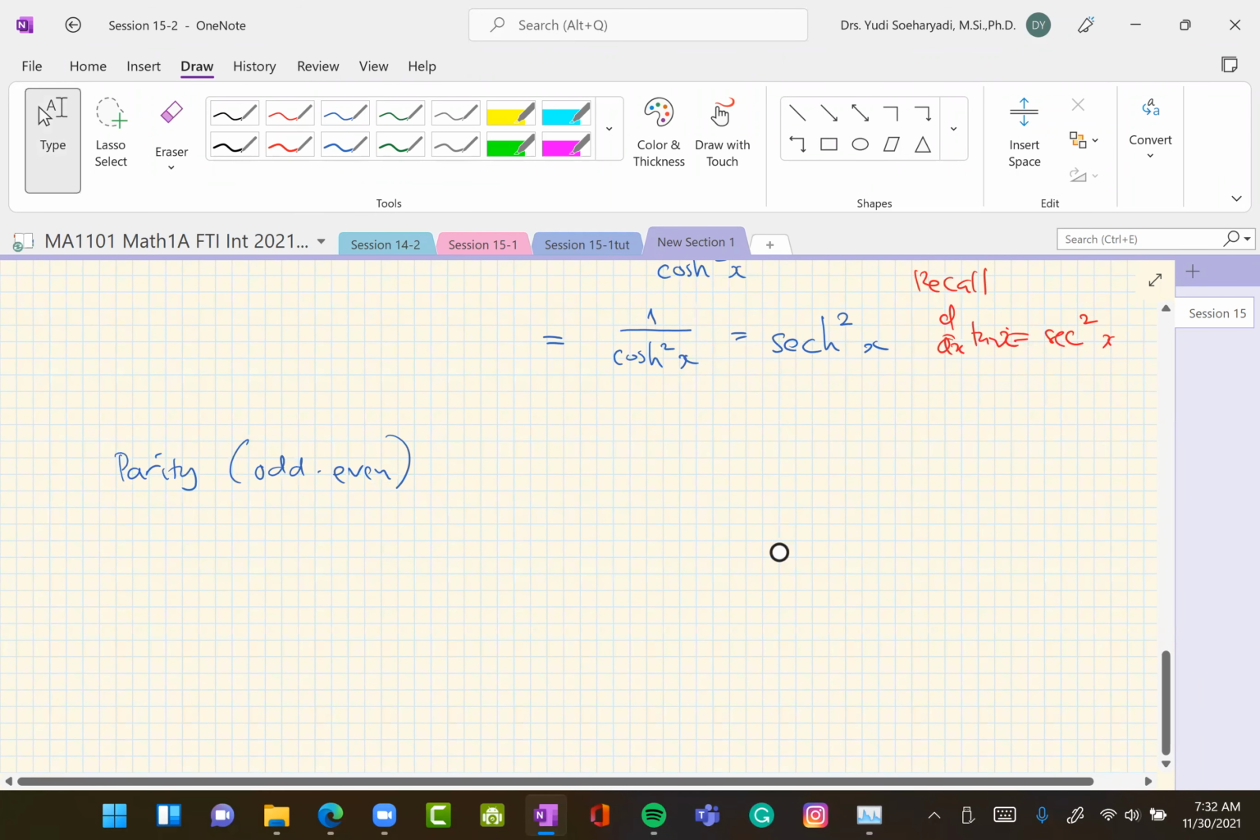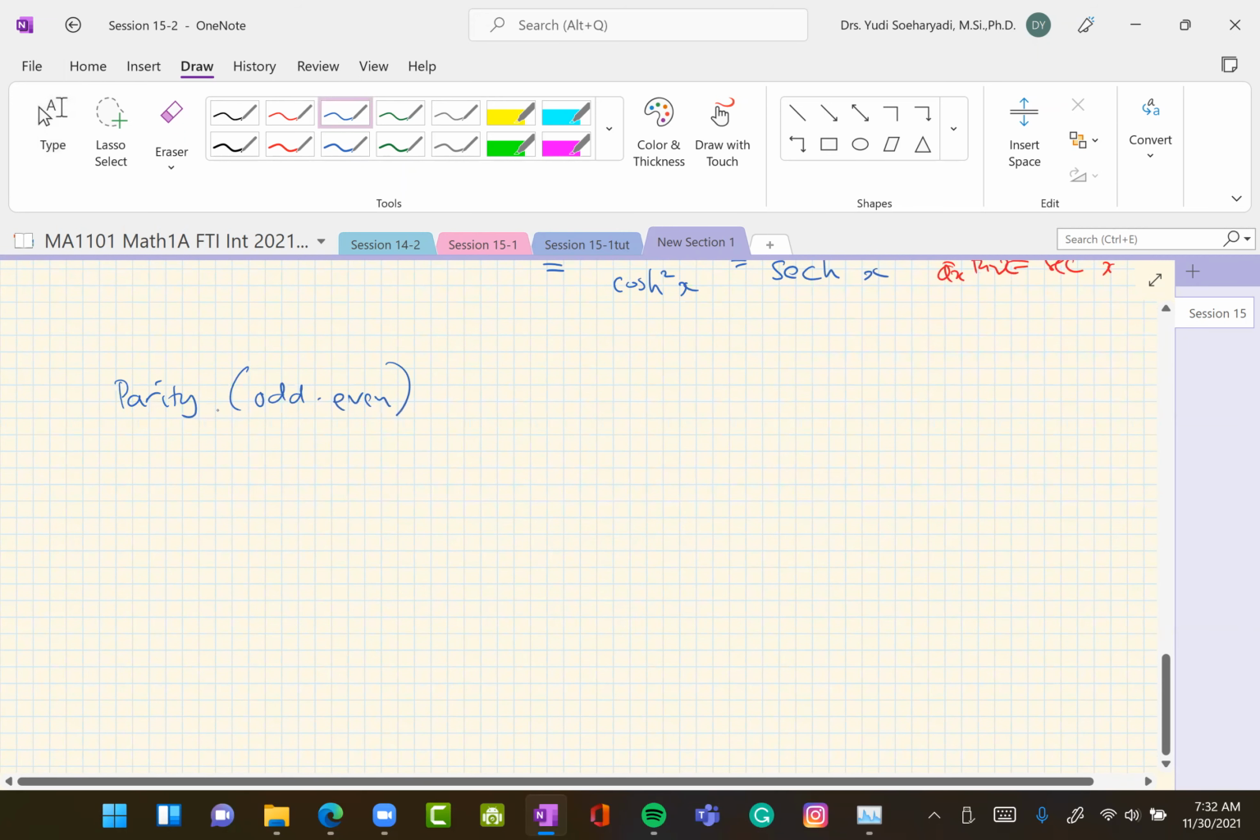Parity is something having two states, always on or off, if you think about switches. Or if you call it a binary number, it is between 0 and 1. That's parity, something about two states: odd, even, same. So this is what you're talking about with parity. All right.